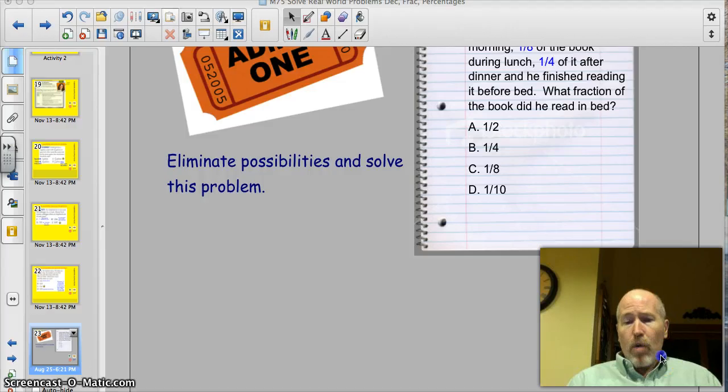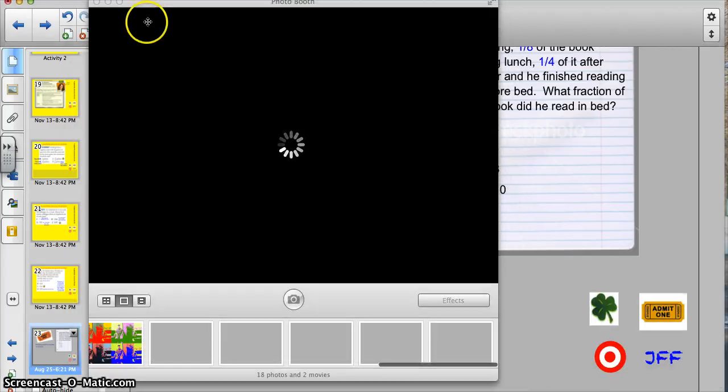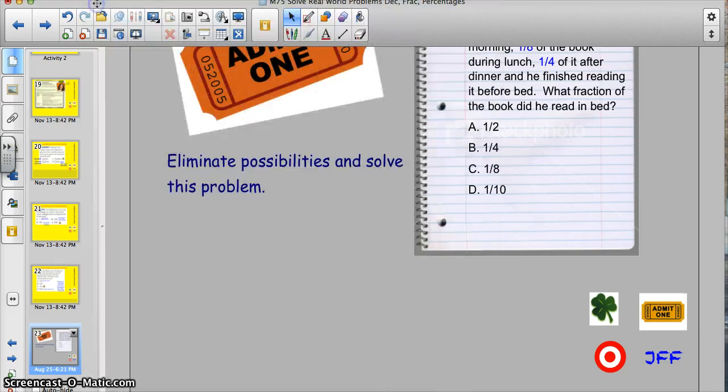Let's get to the just for fun question of the day. All right, oops, I got a window popping here, sorry about that. Our just for fun answer.